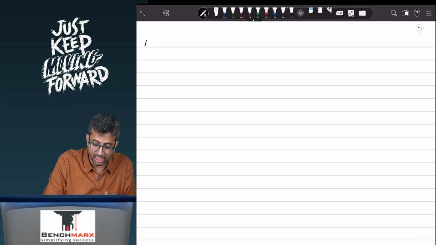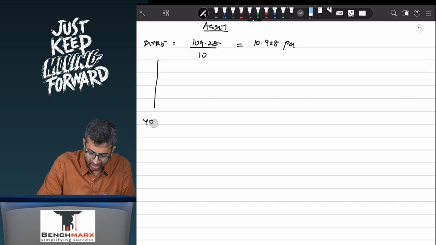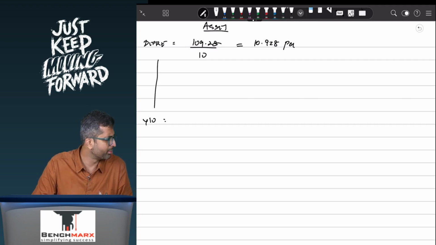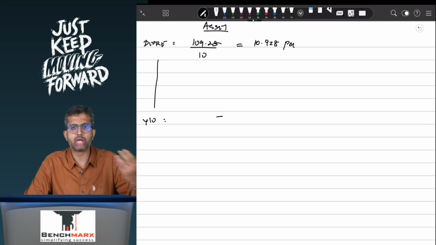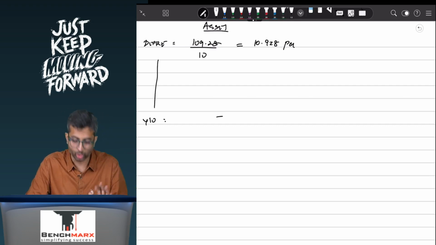If the life is 10 years, then depreciation over 10 years would be 109.28 divided by 10, and hence that is 10.928 per annum. And hence after 10 years, your asset which will get depreciated, you guys tell me what will be the ledger balance of your asset after 10 years. Please answer in the chat box here. What do you think will be the value of the asset after recording 10 years of depreciation? Sir, nil. 109.28 was the value. Now, after 10 years of depreciation, it will be a big zero.